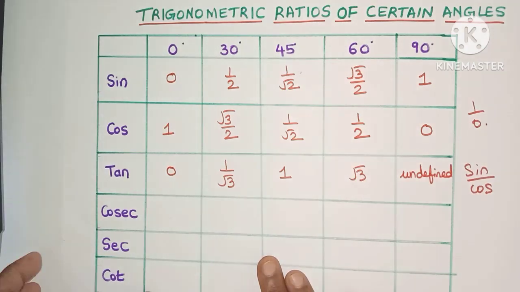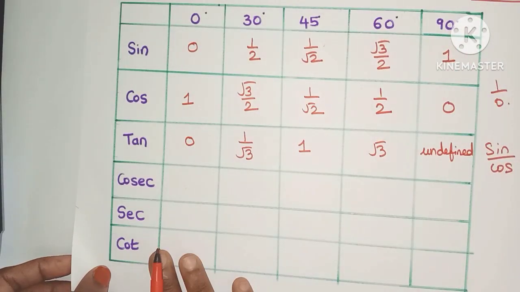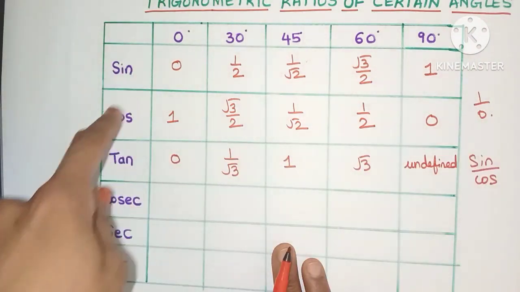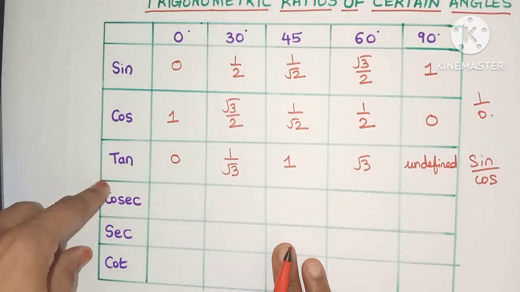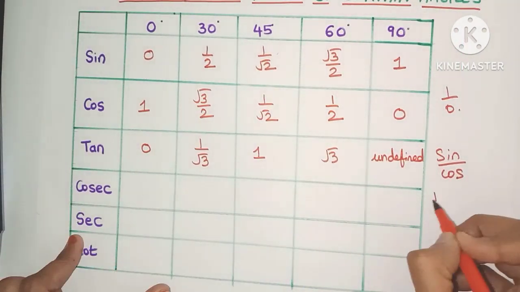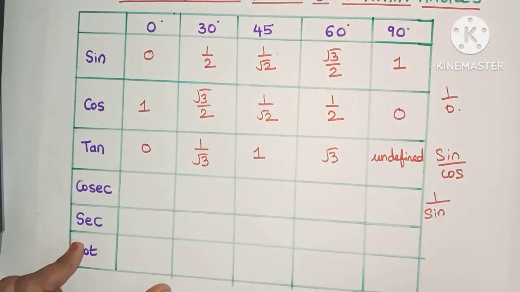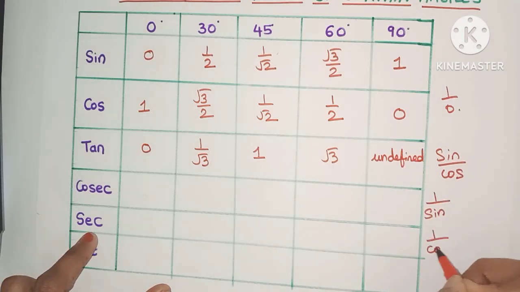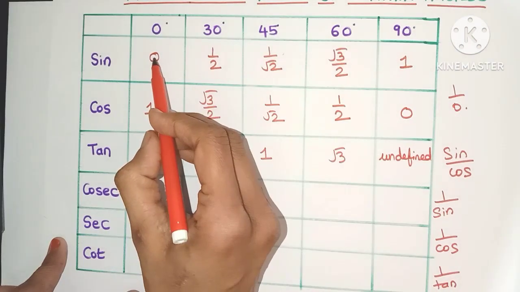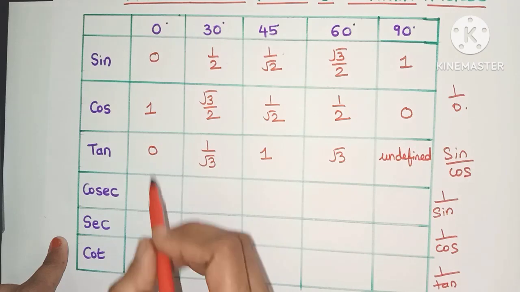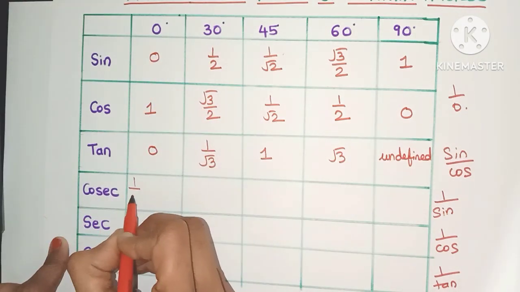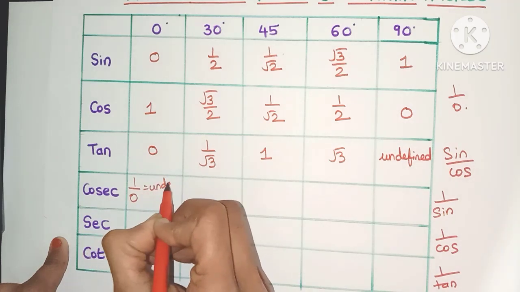Now, after these comes cosec, sec and cot ratios. Now, once you remember these ratios, it's very easy to derive the remaining three ratios also. You know why? Because cosec is nothing but 1 upon sine. Yes, do you recall? Sec is 1 upon cos and cot is 1 upon tan. So, you just need to reciprocate the sine value. See over here, sine 0 is 0. So, cosec will be what? 1 by 0, which is undefined.